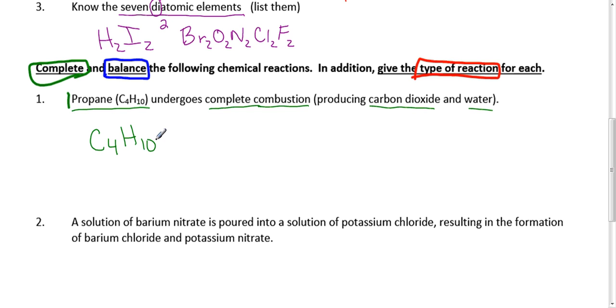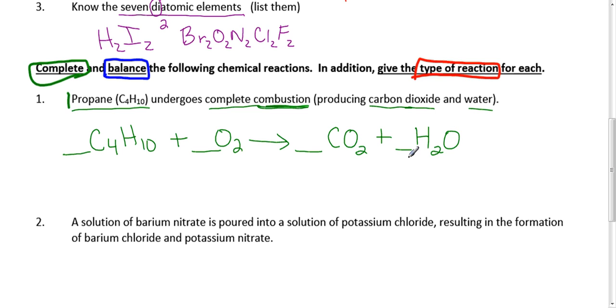C4H10. And you have to remember that if you have something going through combustion, it's burning, that means that it has to react with oxygen. And I would go ahead and leave spaces so that you can fill in coefficients. So those are your reactants. Draw your yield arrow. And then we're going to write what it forms or produces. It says it's going to produce carbon dioxide, carbon and 2 oxygens, plus water, H2O. So that's the first step, completing our chemical reaction.